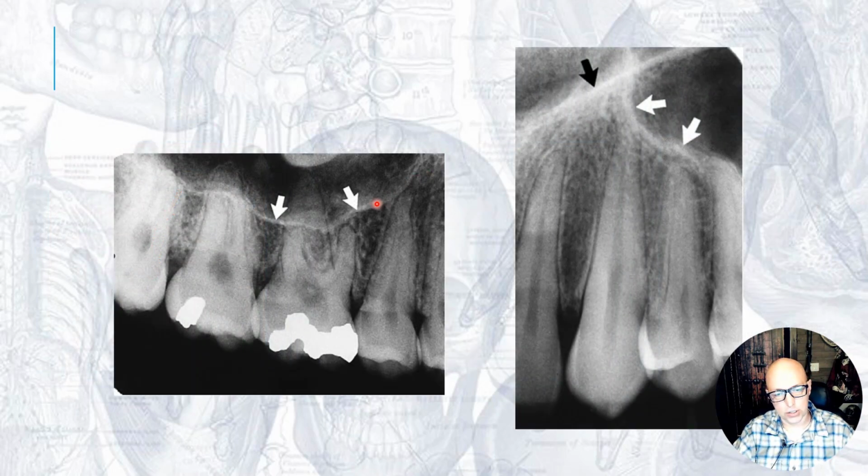All right, corticated structure here. We see that eggshell effect. We got this thin radiopaque line. We know it's likely going to be some osseous structure, some bony structure.